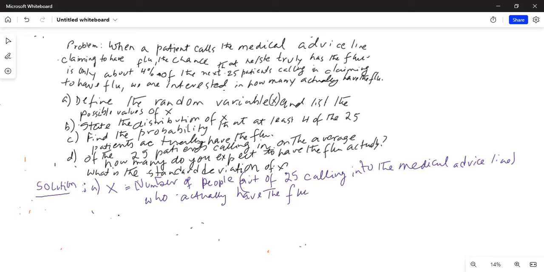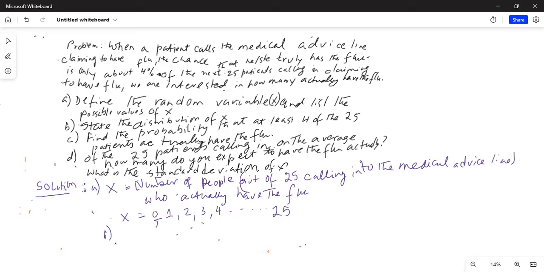What are the possible values of X? X will be 0, which means nobody has the flu out of 25, then 1, then 2, then 3, then 4, and continue this way up to 25, which means 25 out of 25 people have the flu. So the lowest value is 0, the highest value is 25. We are increasing by 1 each time, 0 to 1, 1 to 2, etc. So X is the number of people out of 25 who actually have the flu. That is the answer for part A.